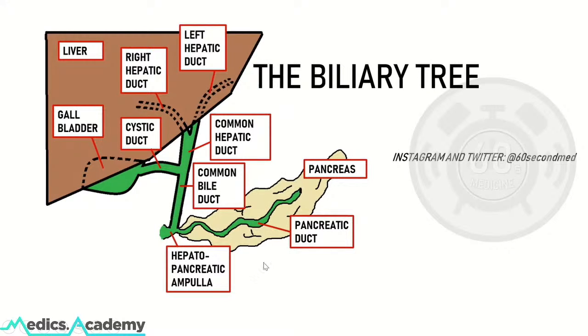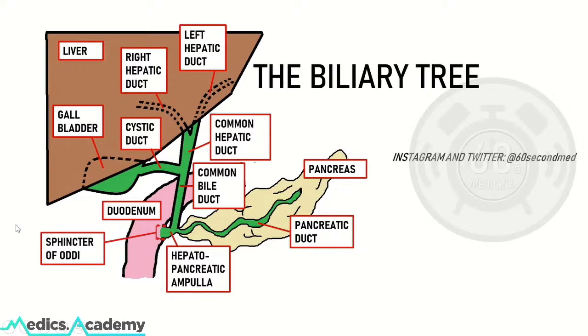ampulla. All these secretions can then flow into the duodenum for their function, more specifically in the second part of the duodenum. These secretions are controlled by the sphincter of Oddi, which is a muscular sphincter surrounding the hepatopancreatic ampulla. So that's a quick presentation on the anatomy of the biliary tree.